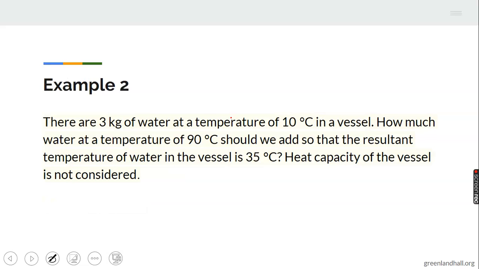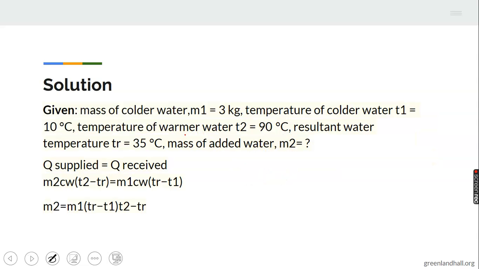You will see from the question that the temperature of this one is 10 degrees Celsius, and the mass of the water is this. Look at the other water: you have to add another water so that the temperature will fall from 90 degrees to 35 degrees. This is the higher temperature. Having written out all the parameters you are given, you see the mass of water, 3 kg, and temperature theta 1.